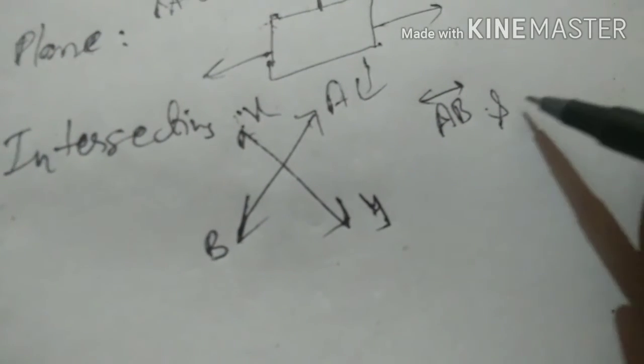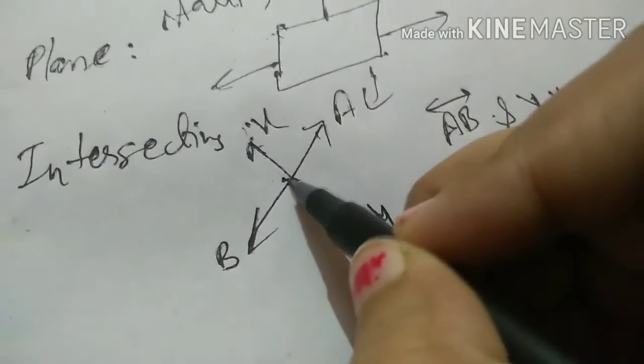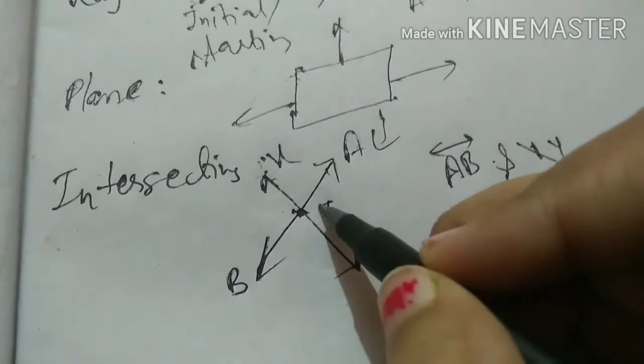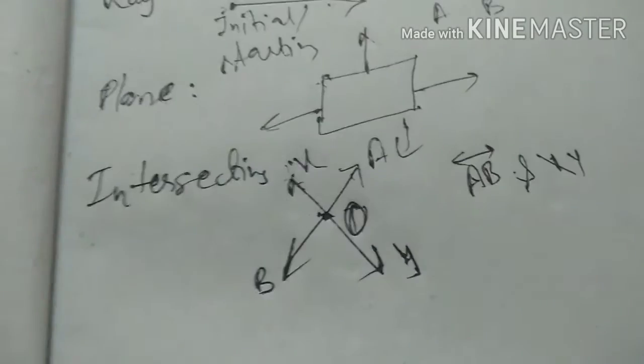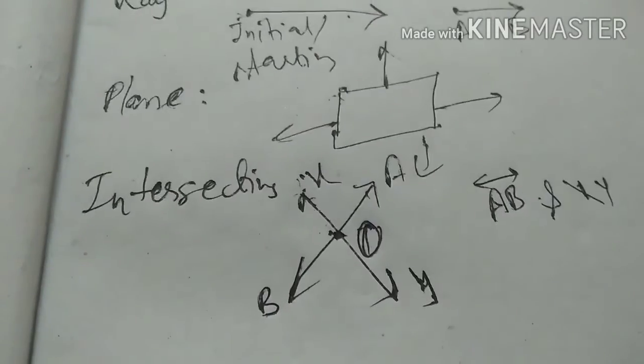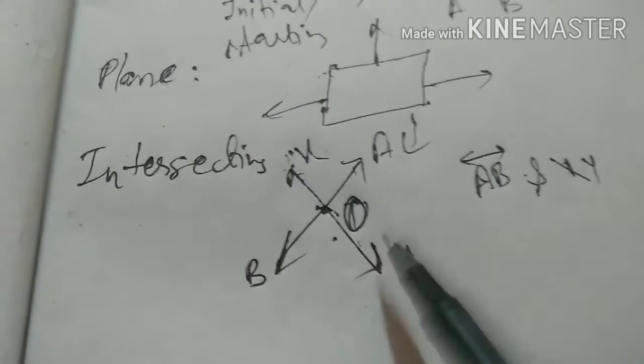and XY intersect. This is the point at which both the lines are meeting. So we can say that this is your intersection point O. The point at which these two lines are intersecting each other or meeting each other is known as the intersection point, and we can name it anything.